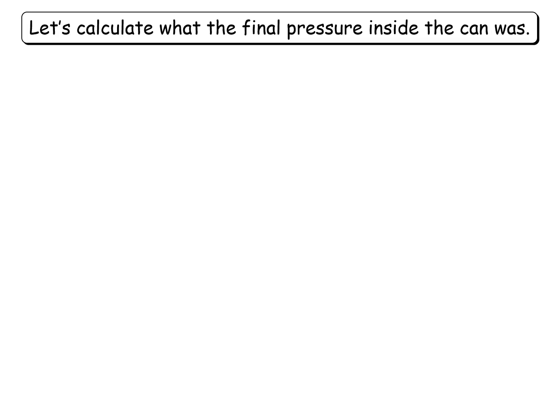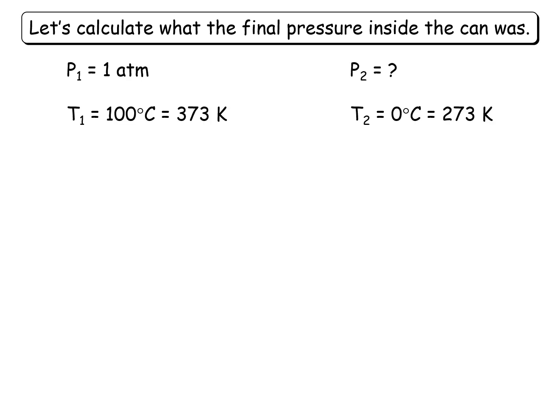All right, so let's calculate what the final pressure was inside of the can. We started out under 1 atmosphere of pressure. Remember, the water was boiling, so that meant we had a vapor pressure of 1 atmosphere. It was boiling, so our temperature was 373 Kelvin. We're looking for the final pressure, and then we put it into a bucket of ice water, so the final temperature was 273 Kelvin.